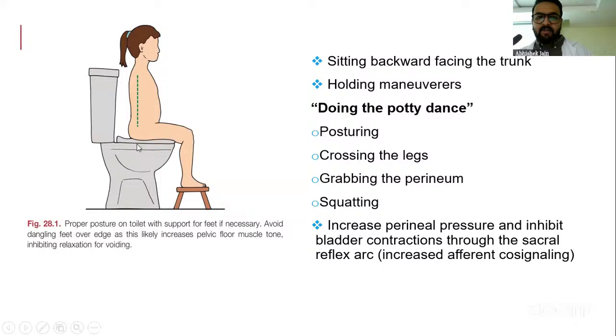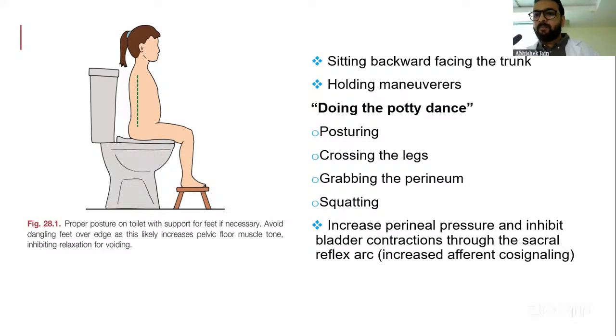This is the ideal posture for sitting on the toilet. We can provide support to the feet if necessary, and the child should avoid dangling over the edge, as it will increase the pelvic floor muscle tone. And we can ask them to sit backward facing the trunk so that the legs are not crossed.